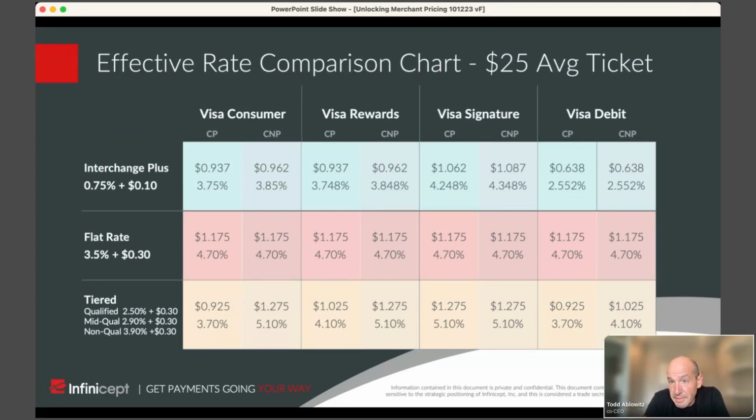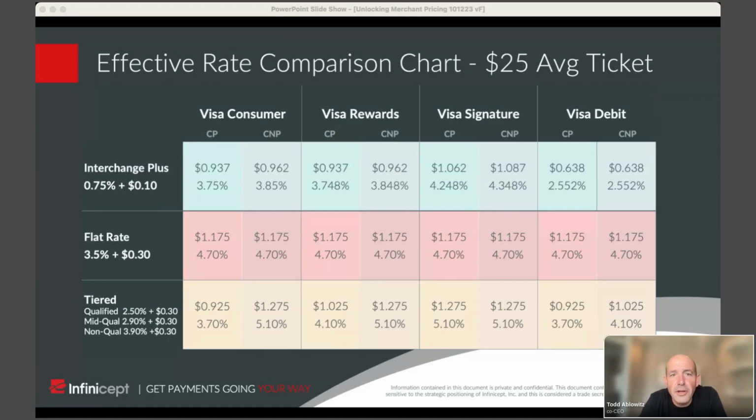So this is a little bit busy, but not as busy as some of the charts coming up. If there aren't any questions yet, I'm going to go a little bit into interchange plus and flat rate and tiered, and kind of show what it means from an effective rate point of view. So let's start with interchange plus. The interchange rates for many of these are going to come to different costs. And we break this down on subsequent slides, and I can break that down.